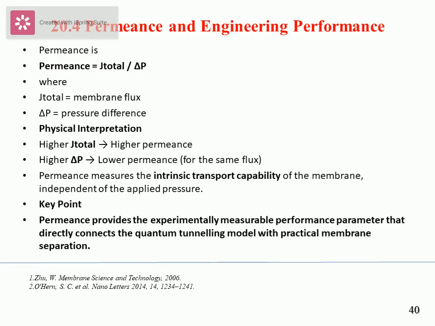So the permeance is total flux divided by pressure difference. Higher flux gives higher permeance. It measures the membrane's intrinsic transportability. Permeance is what we measure in the experiments. It directly connects our quantum model to real world performance.